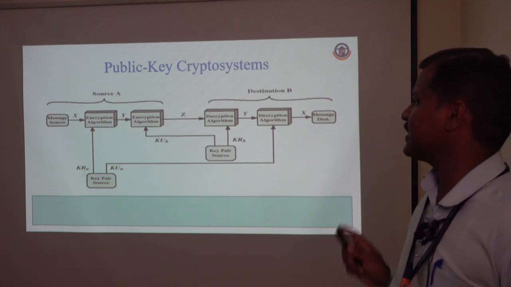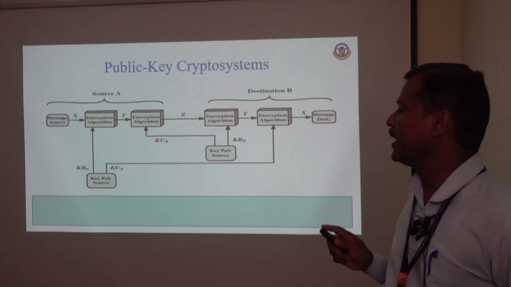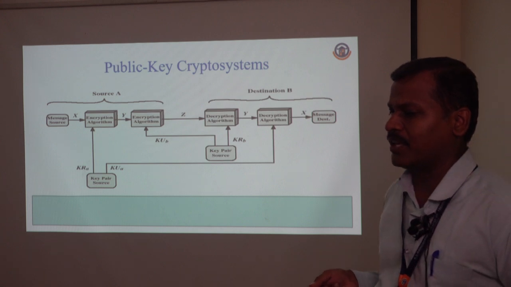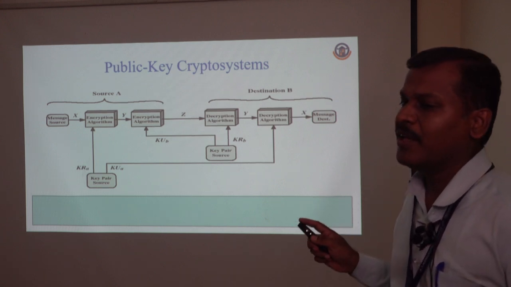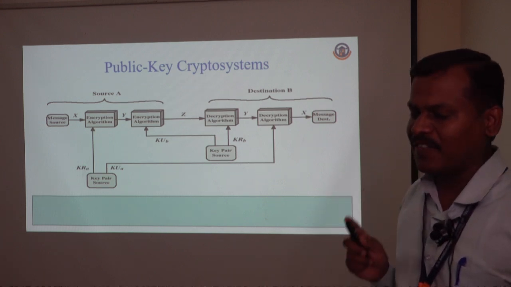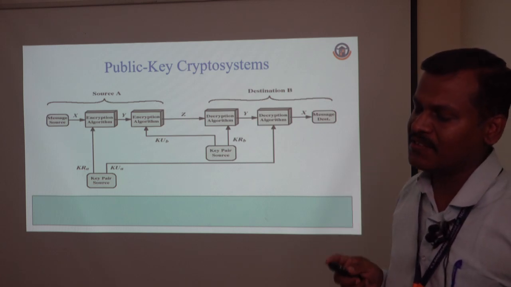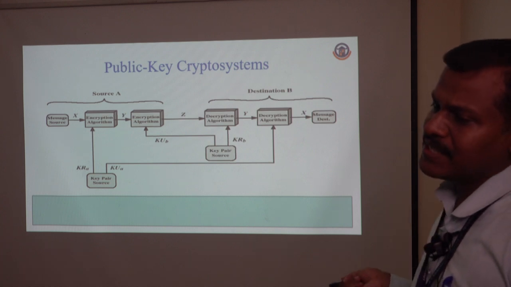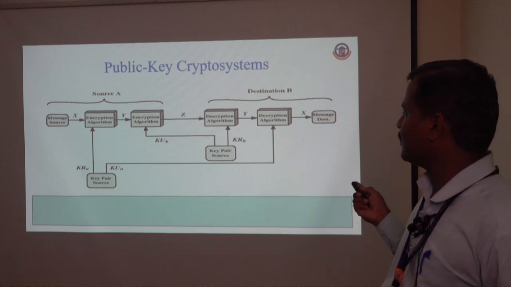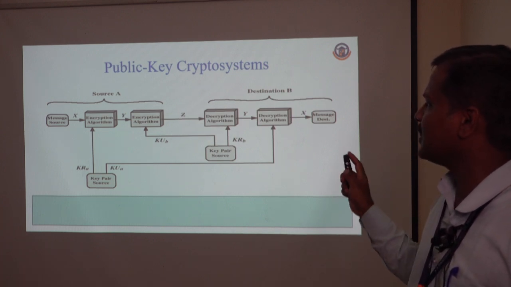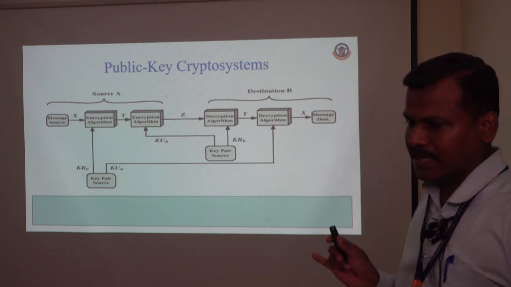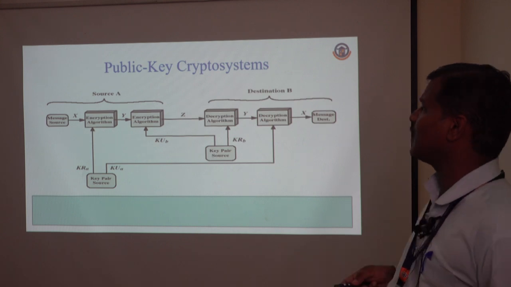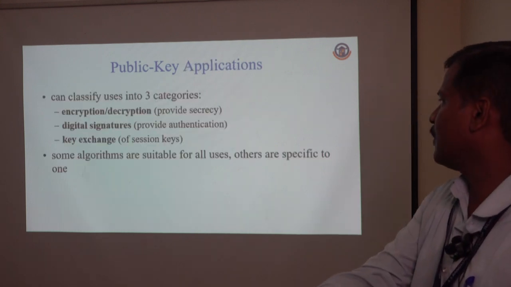Then the second encryption is KUB, the receiver's public key. Everybody knows the public key. So we use public key encryption, but on the receiver side only the private key is used. Only the receiver's private key can decrypt the data. So here it provides secrecy. You can see both operations: here we are providing authentication and secrecy. That is the main reason we use public key cryptography.